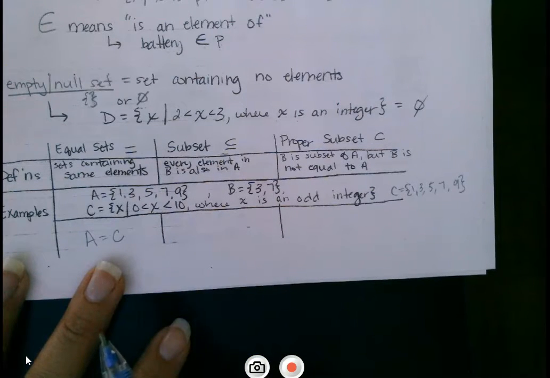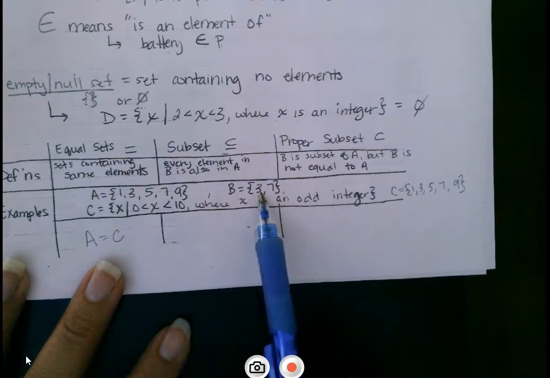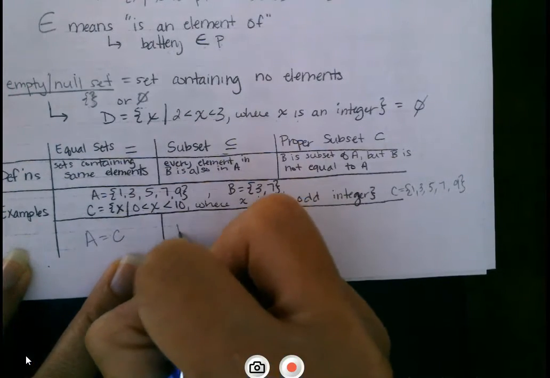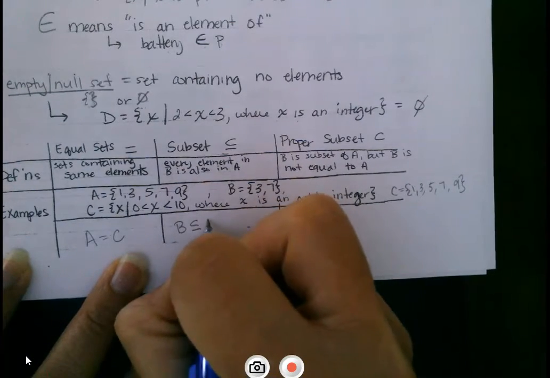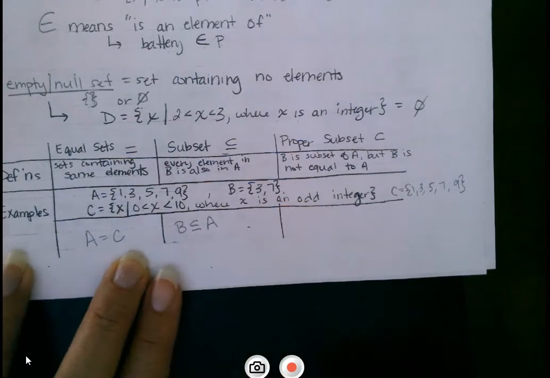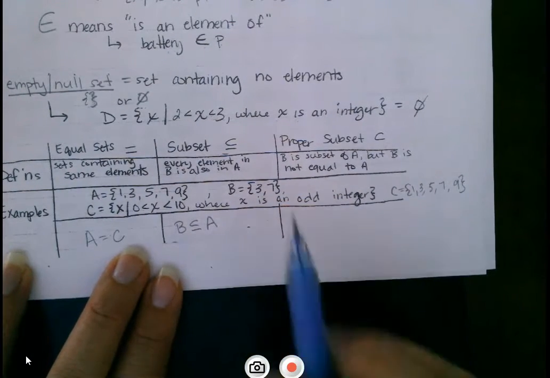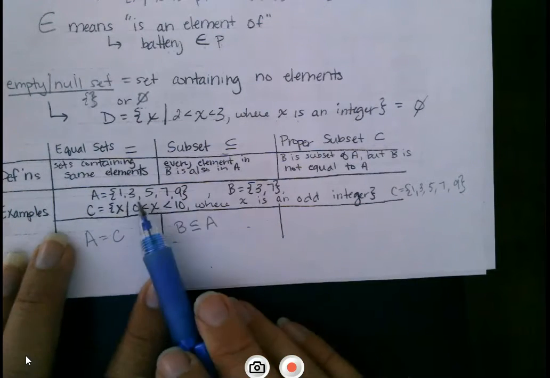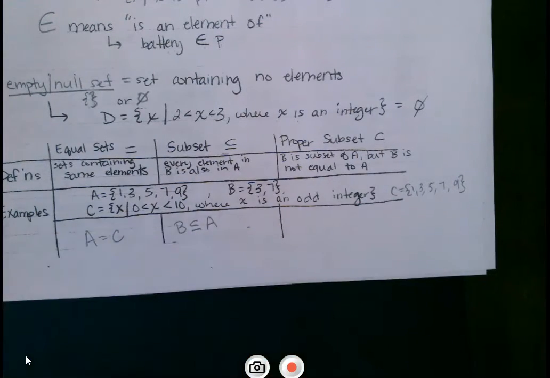Yeah, so 3 and 7 is in A, but there's also more. So we're going to say B is a subset of A. So every element in B is also in A. So we call it a subset.